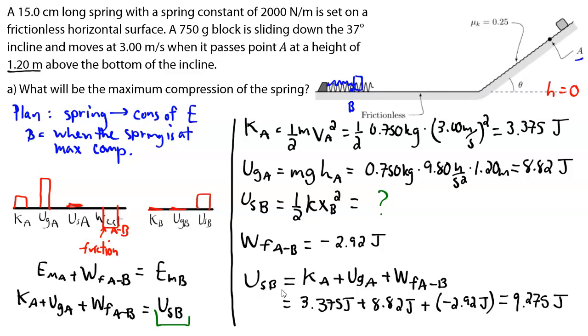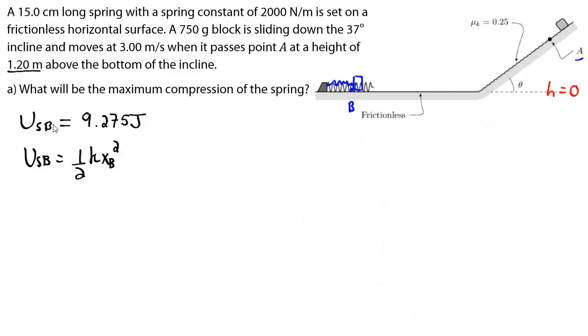We have only one piece left to do, which is to replace this in the equation to solve for the compression of the spring. So finally, knowing that USB is equal to 9.275 joules, and we have the expression for the energy stored in the spring, we can isolate xp. So we get that the maximum compression of the spring will be equal to twice the potential energy stored in the spring divided by the spring constant. And all of this, we need to take the square root.